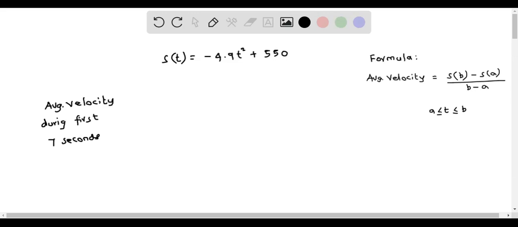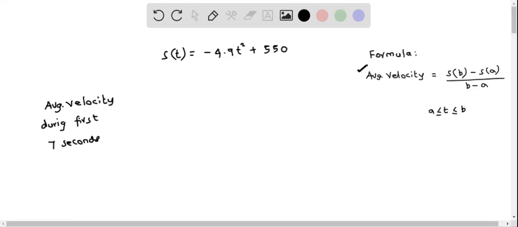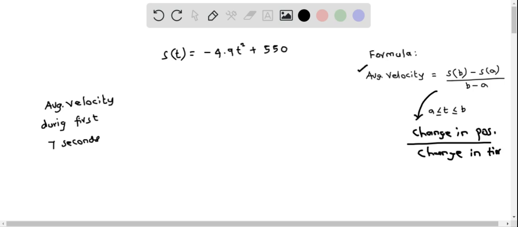Average velocity is given by this formula, that is s of b minus s of a over b minus a, where a and b are the intervals of time, that is t greater than or equal to a and less than or equal to b. So this is basically change in position over change in time. This is change in position over change in time. And this gives the average velocity.